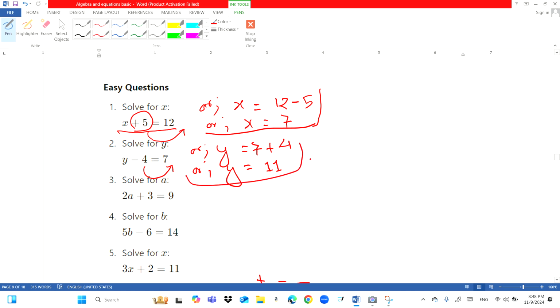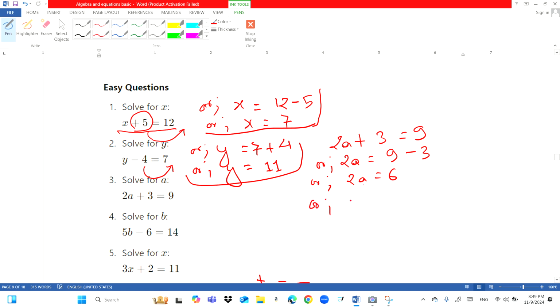Now let's talk about number 3. It's a bit tricky, like 2a plus 3 equals 9. How do I solve this? I solve it as 2a equals 9, this 3 will go this side, minus 3, or 2a equals 6. Now, we are not done here. Why are we not done here? Because this variable is not alone right now. We still have 2 out there.